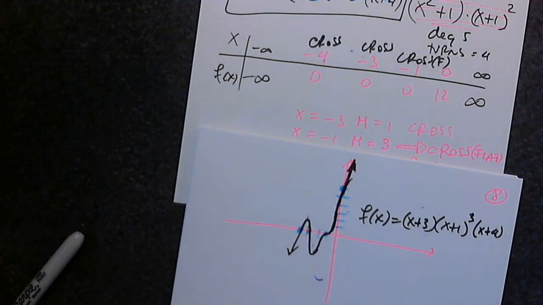So as expected, it crosses at negative 4, 0. It crosses again at negative 3, 0. Look at the difference. See the difference? See how this cross, multiplicity 1, this cross, multiplicity 1, this cross, multiplicity 3.